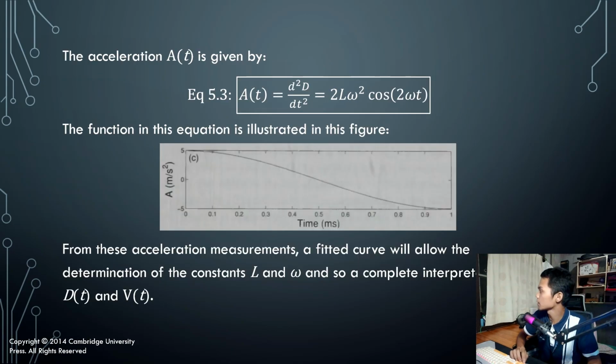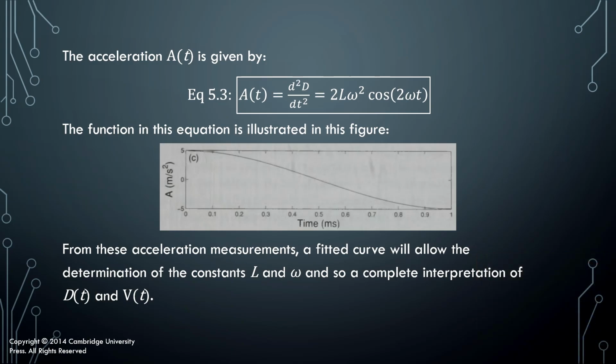One more time, the acceleration a(t) is given by the equation, as you can see here: 2 times L omega squared cosine of 2 times omega t. The function in this equation is illustrated in this figure, following this curve pattern. From these acceleration measurements, a fitted curve will allow the determination of the constants L and omega, and so a complete interpretation of d(t) and v(t).